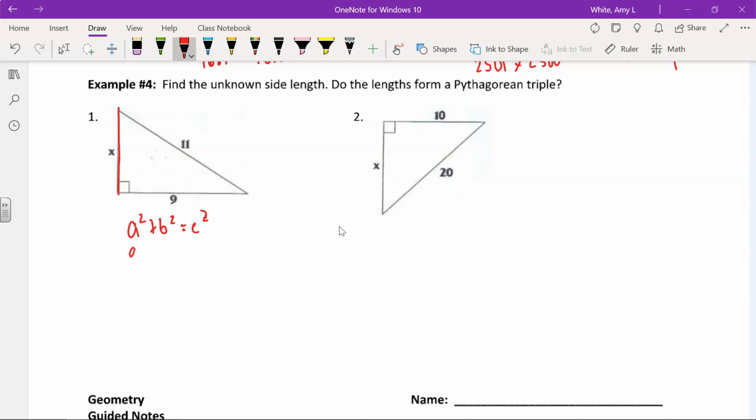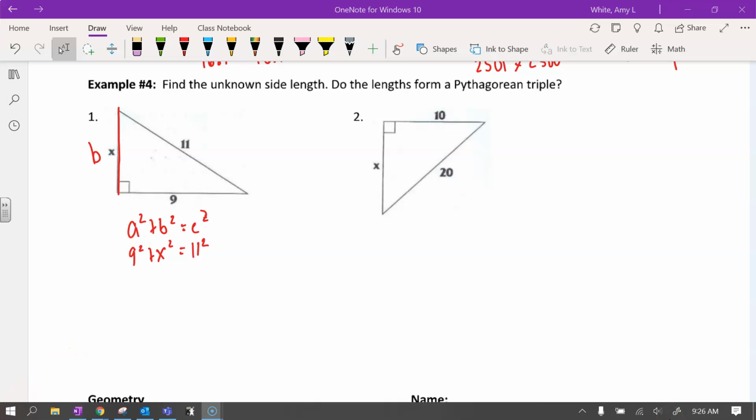Then I would have 9 squared plus x squared equals 11 squared. Notice that the x is replacing b in this case because it's a leg rather than the hypotenuse. Now that we have our expression set up, we can simplify this. So 9 squared is 81 plus x squared equals 121. Then I subtract 81 on both sides and we get x squared equals 40.